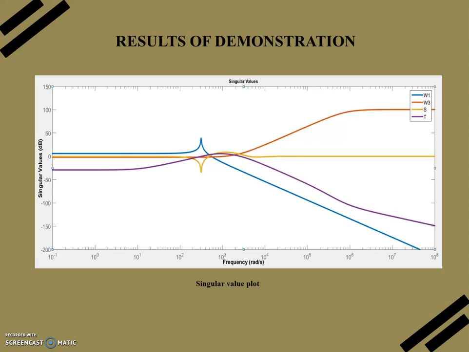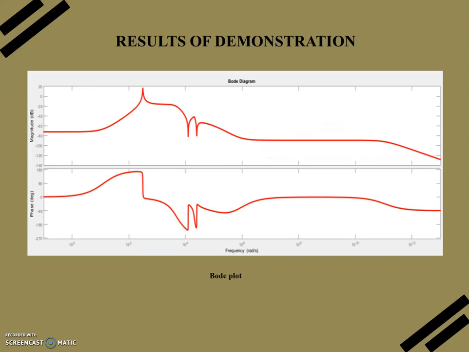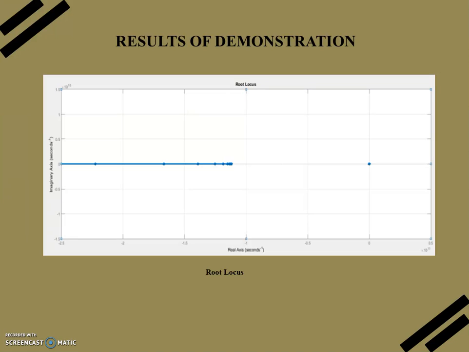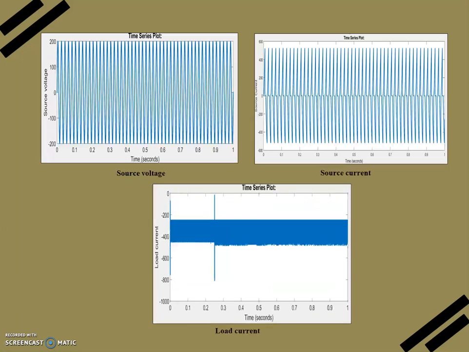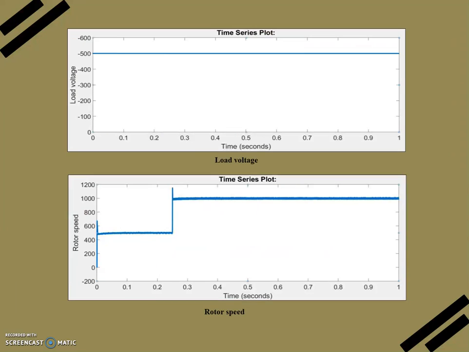Here are the results. This is the singular value plot of the weighting functions, and this is the Bode plot, which indicates the gain and the phase, and this is the root locus. Here you can see the arrangement of poles in the left half plane, so it can be said that the system is stable. And here are the pulses for the two switches and the current through inductors 1 and 2, and this is the source voltage, source current, and the load current.